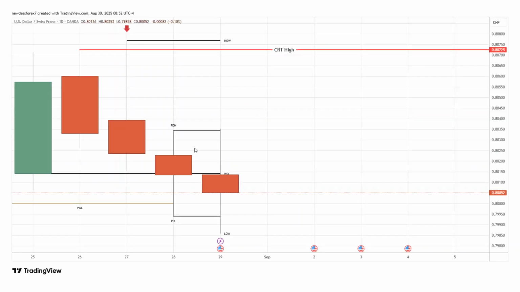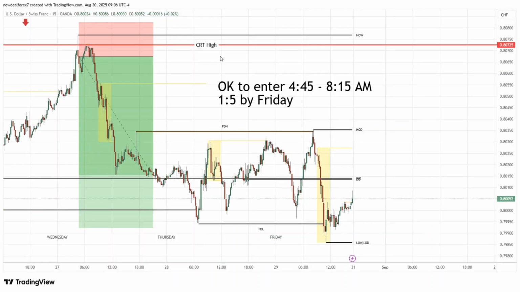So let's look at the short example. Same thing in reverse. So we have Monday, Tuesday, Wednesday making the high of the week, and then continuing down for the next 3 days. This was on dollar Swiss. So on Wednesday, our best entry was between 445 and 815. We got plenty of time to get in right here. This was the high of the week, and then price just continued downward.